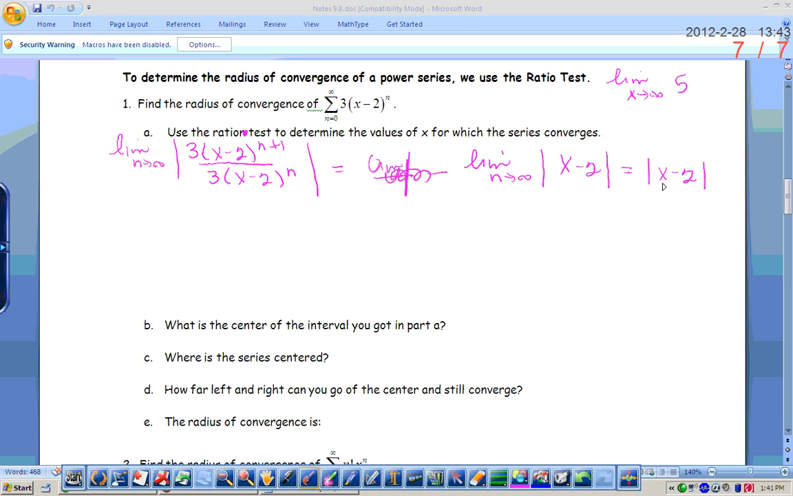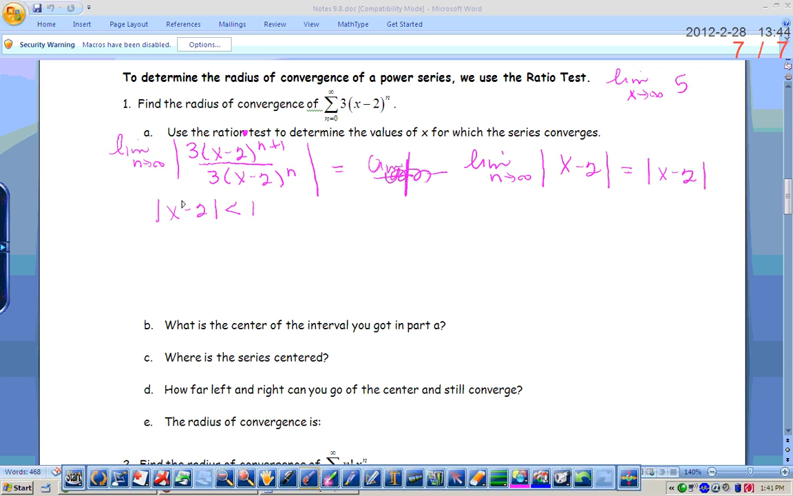Now, think back to the day that we did the ratio test. In order for a series to converge, this limit that you get from the ratio test needs to be what? Less than 1, actually. All right, so whatever you get for this limit, which in this case we got the absolute value of x minus 2, well, in order to converge, I need for that limit to be less than 1. And this will allow us to figure out the x values that will allow this series to converge.